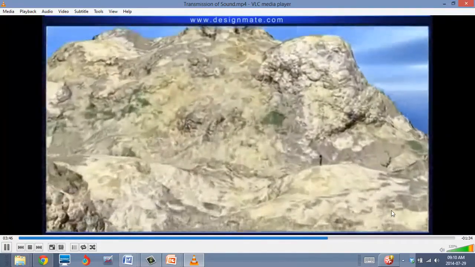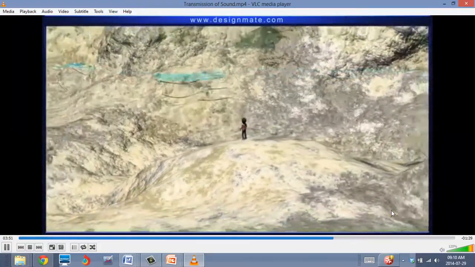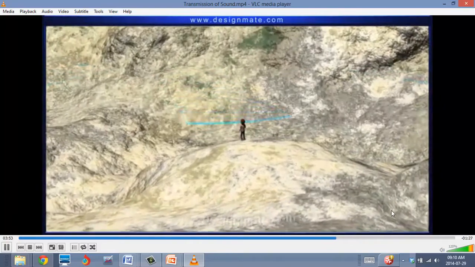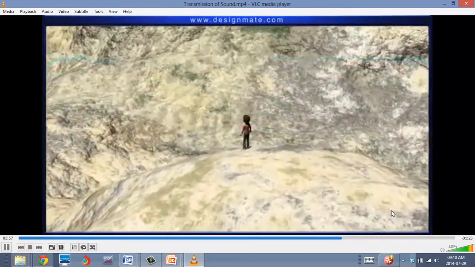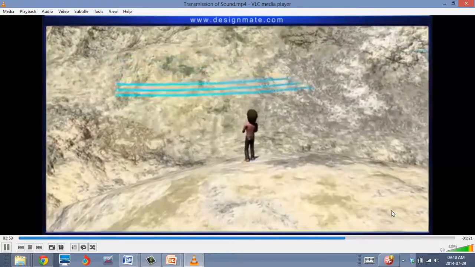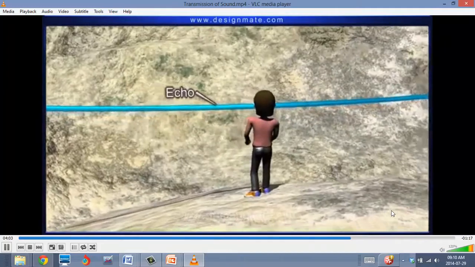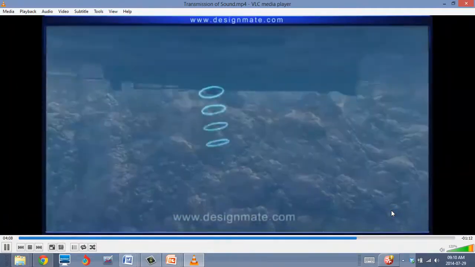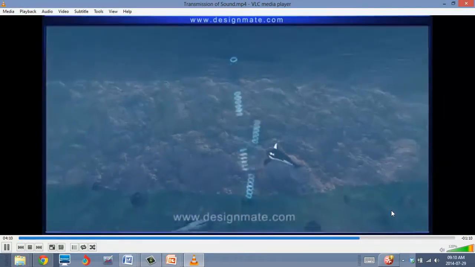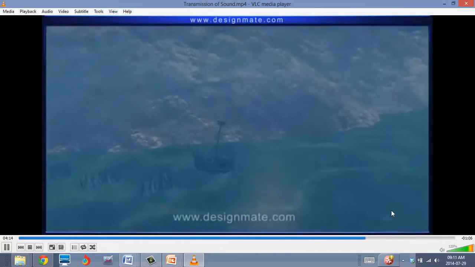Sound waves travel in all directions. Emily? Emily? Emily? Sound gets reflected. That is, it bounces back on hitting a solid surface. Bouncing back of sound is called echo. Bouncing back of sound is purposefully used in detecting depth of seabeds. That's amazing, isn't it?